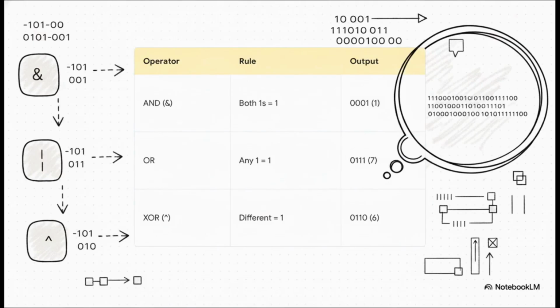So here is a super clean summary grid of those three core operators manipulating our base variables. Notice how the exact same input, 5 and 3, yields entirely different results, 1, 7, and 6, simply based on the bitwise rule being applied. It just perfectly showcases the precise control you have over your data.